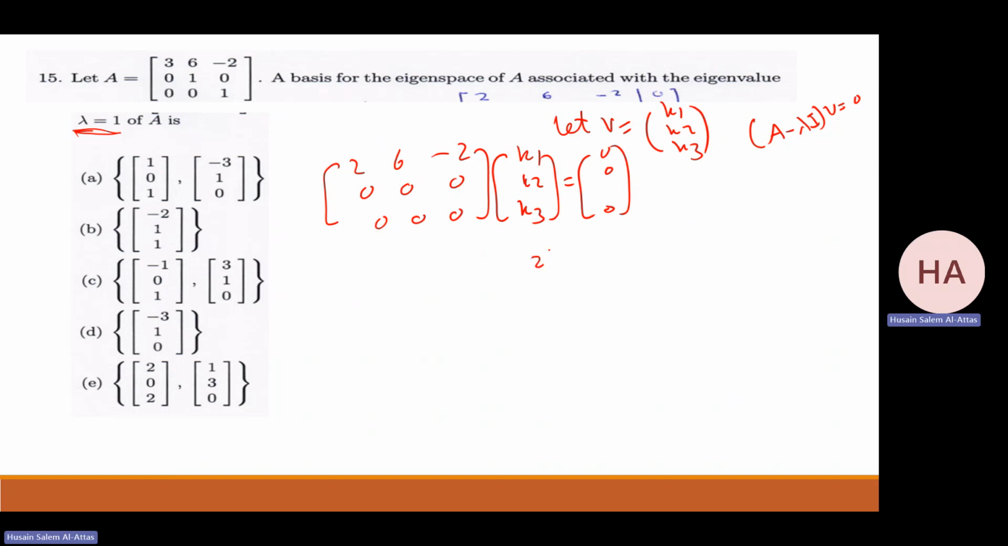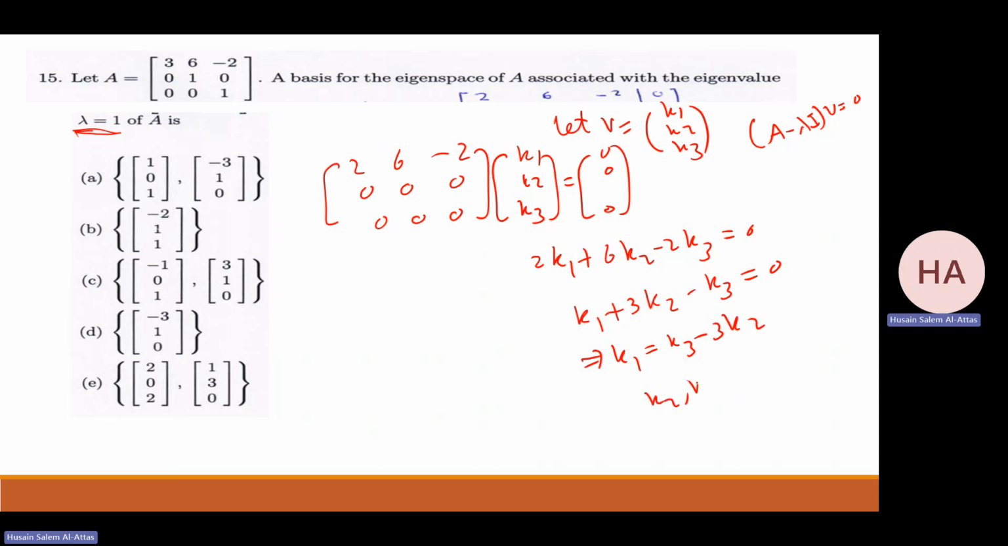So I have actually one equation, which is 2K1 plus 6K2 minus 2K3 equals 0. I can divide by 2. I have K1 plus 3K2 minus K3 equals 0. Very clear, I can write K1 as K3 minus 3K2. So K2 and K3 are free variables. I'll do this trick: K2 equal 0, K3 equal 1, and then K2 equal 1, and K3 equal 0.